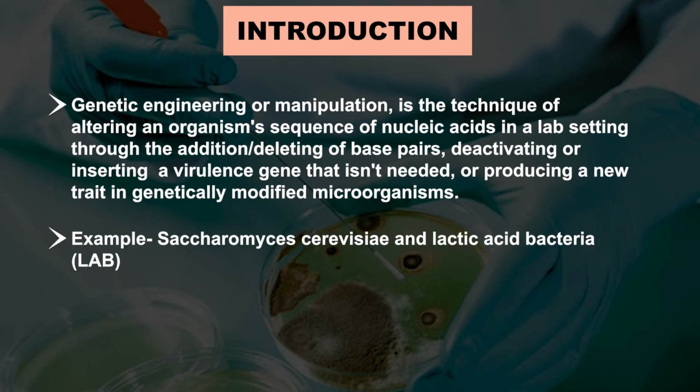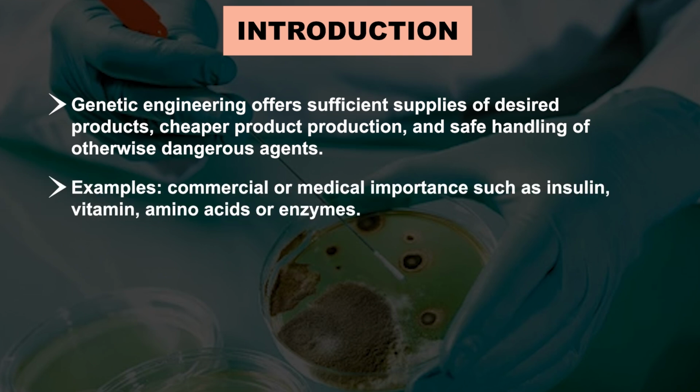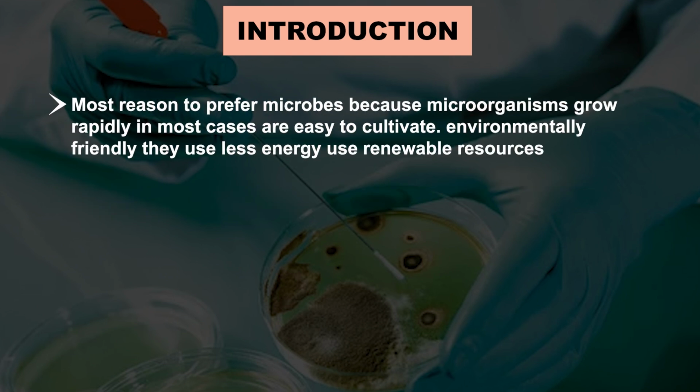Saccharomyces cerevisiae and lactic acid bacteria are the most common examples, performing chemical transformations that help produce metabolites of commercial or medical importance such as insulin, vitamins, amino acids or enzymes. Microbes are preferred because they grow rapidly and in most cases are easy to cultivate. Using microorganisms is much more environmentally friendly than conventional chemical synthetic methods; they use less energy and use renewable sources.